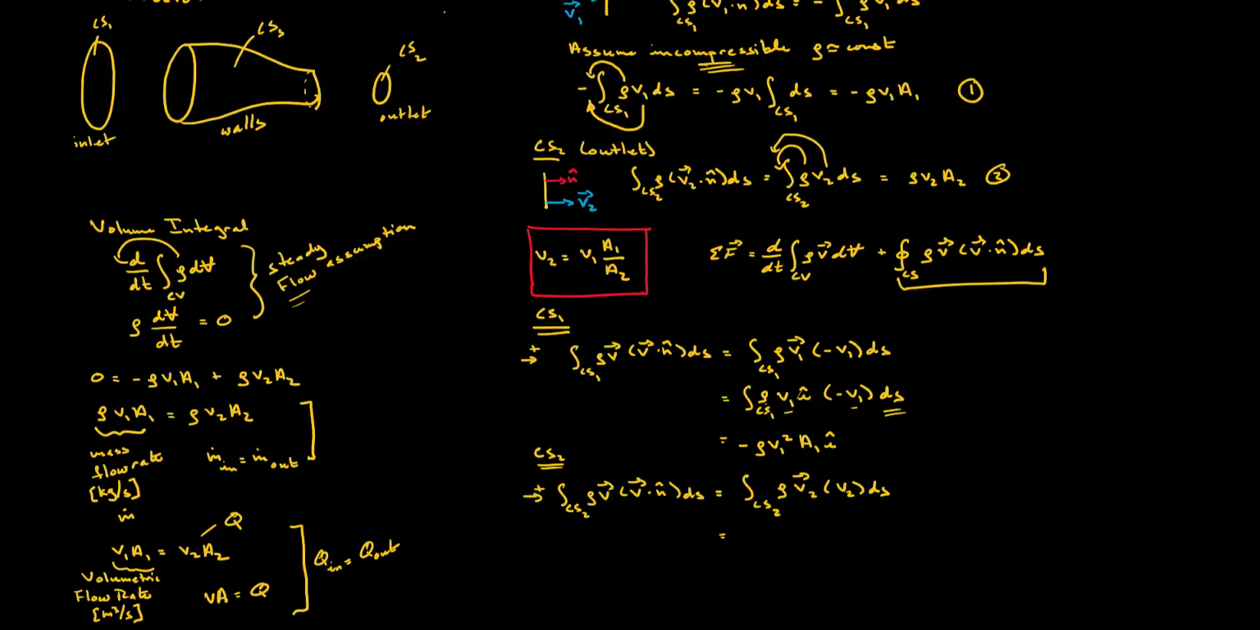Now, I can express this as rho V2 in the I direction, multiplied by V2 again, ds. And again, with the same assumptions as I did for control surface 1, where the density does not change over the surface and the velocity does not change over the surface, we are left with just rho V2 squared A2, and again, this is in the I direction.